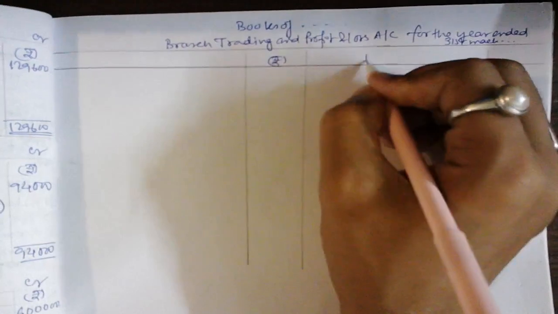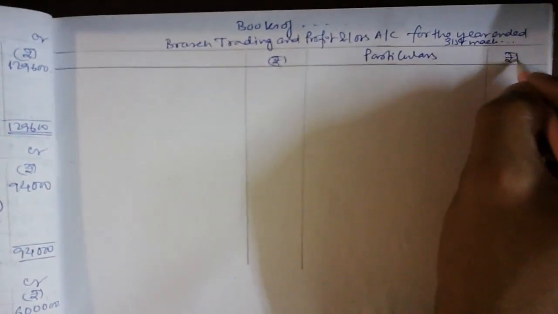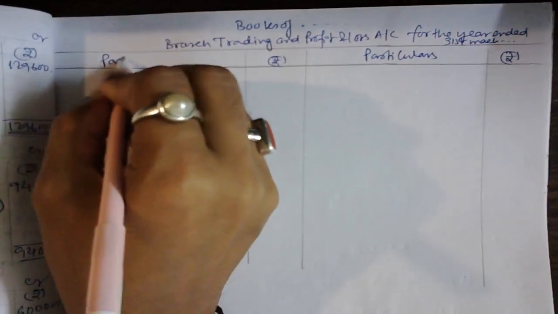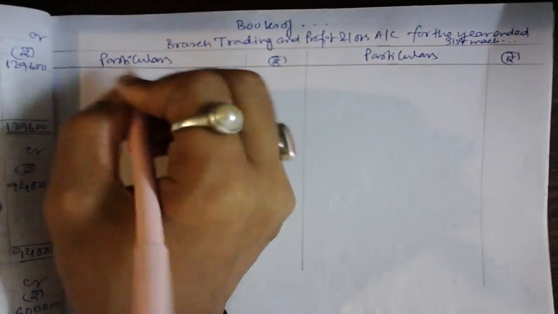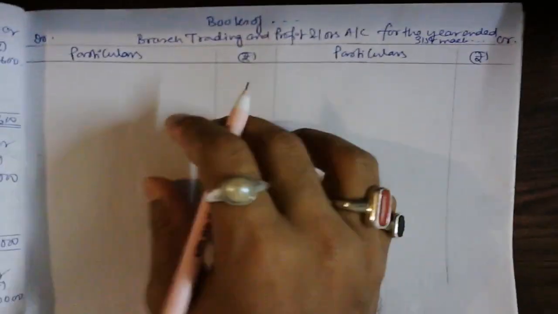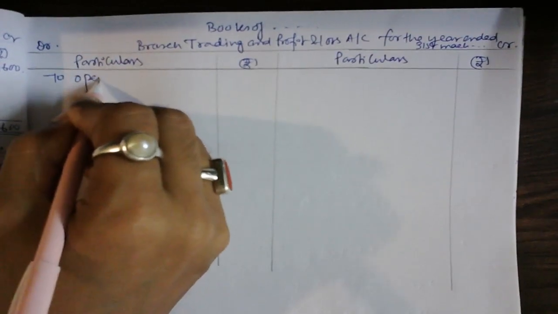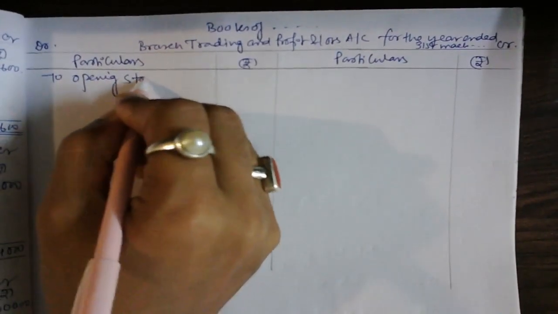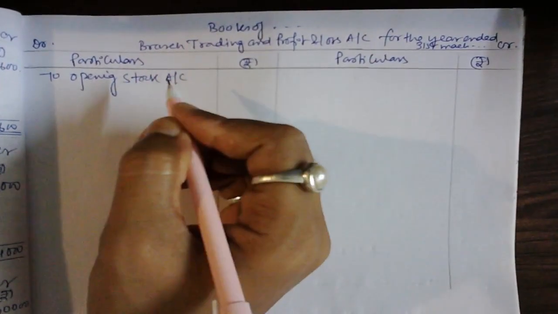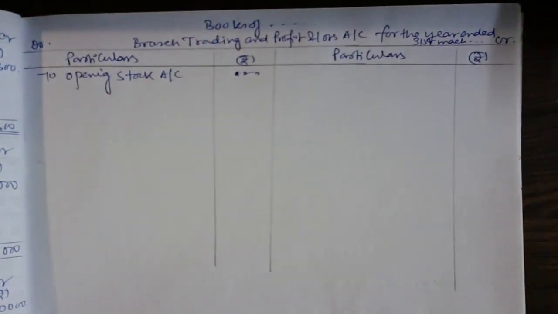Rupees, particulars, rupees. Okay, done. Now please put it down. To opening stock first, it will be same as what we have already done in the final account. Remember, all are at cost.